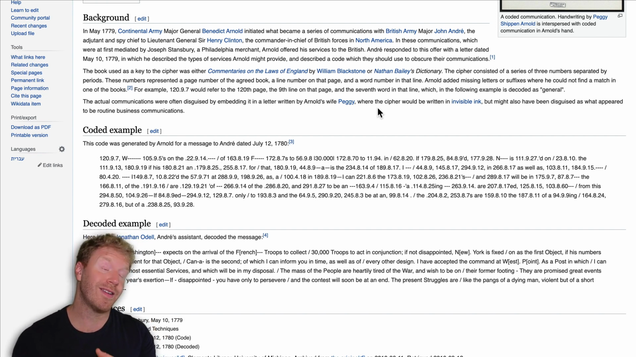You construct messages by providing references to page numbers and words in that book. Now, there's a few variations of it. For example, if you're using the first letter of each word, then you get quite a lot of flexibility. I mean, there's a lot of letters in a book, a lot of different words.